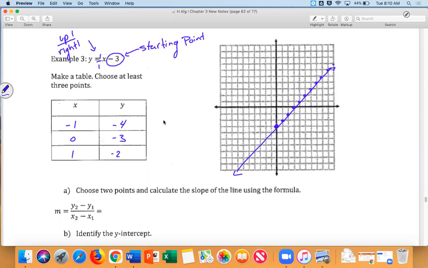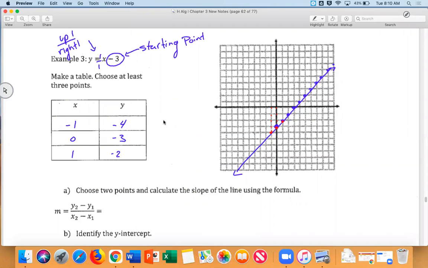And you can see -1, 1, 2, 3, 4. Notice that's on my line. 0, -3, 1, 2, 3. That's on my line. And 1, -2. That's on my line. So you can see that that table and that line correspond.